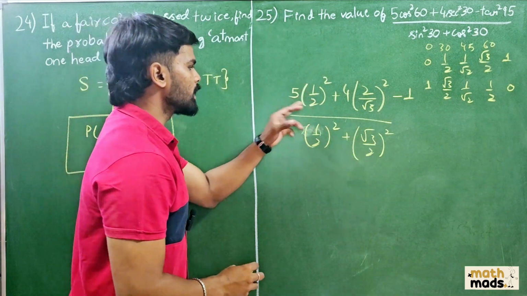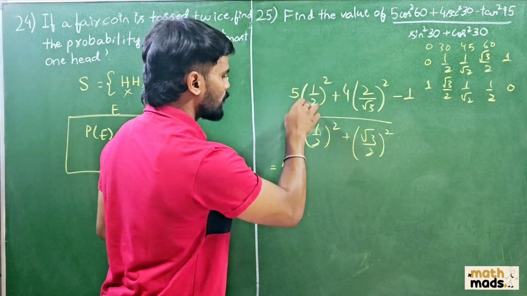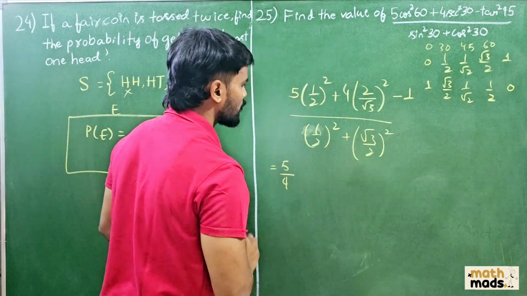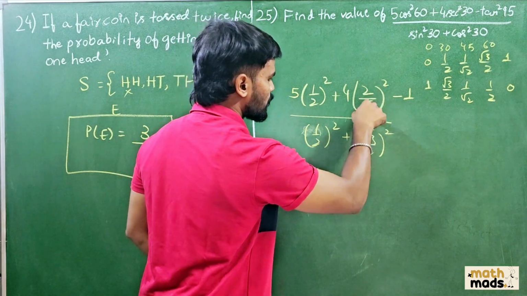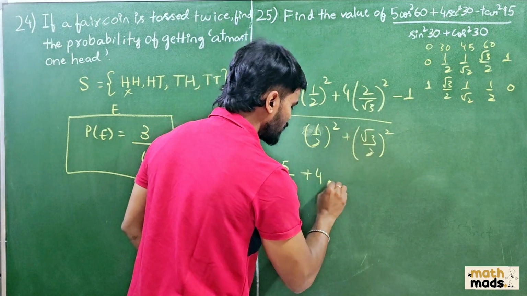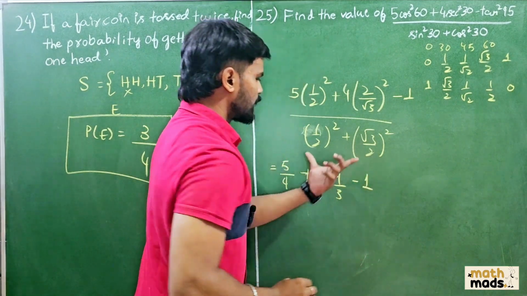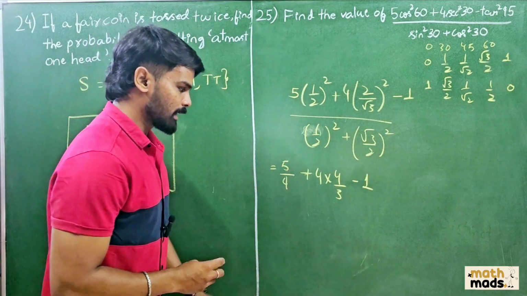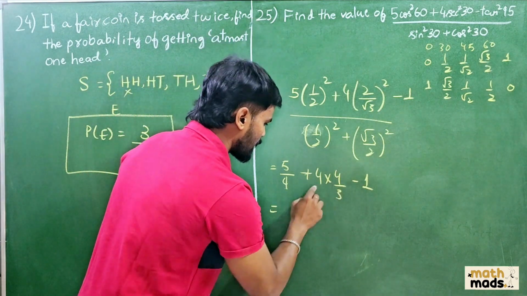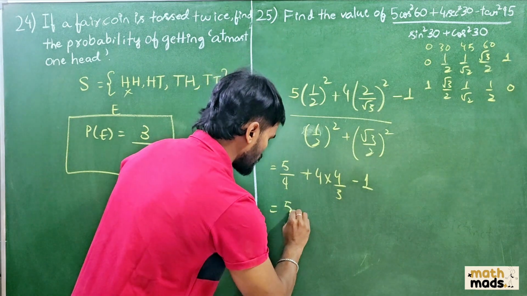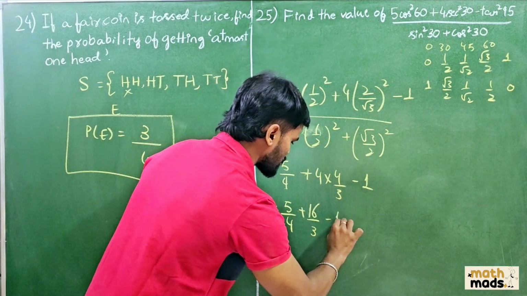Okay. So 5 into 1 by, that will become 5 into, this is 1 by 4. So 5 by 4 plus 4 into, this will become 4 by 3. 4 into 4 is, I'll just write it, 4 by 3 minus 1. This will obviously become 1, so I'll not write that. Now, simplify this. This will become 16 by 3. So 5 by 4 plus 16 by 3 minus 1.